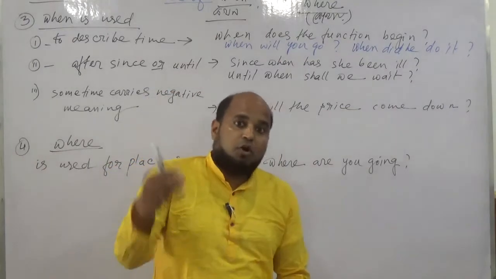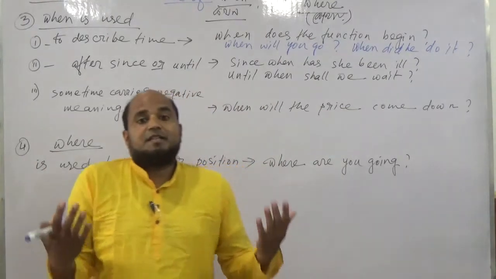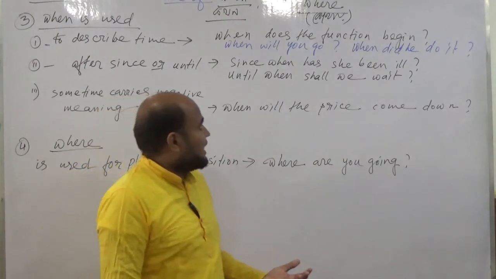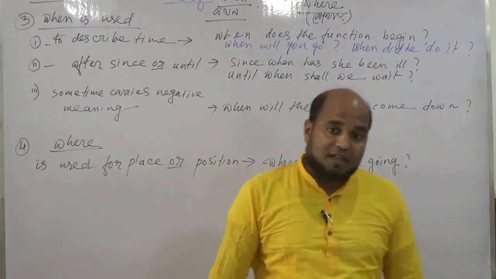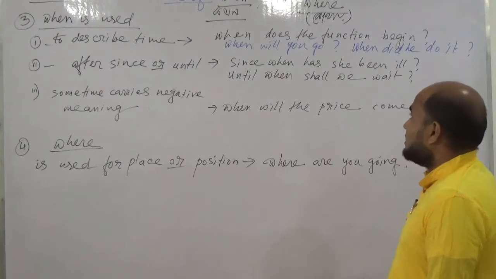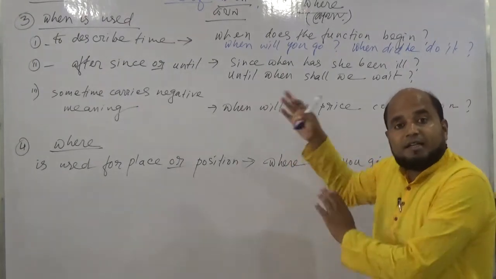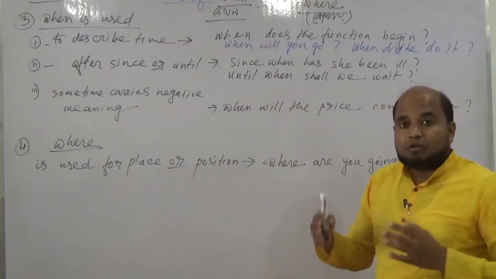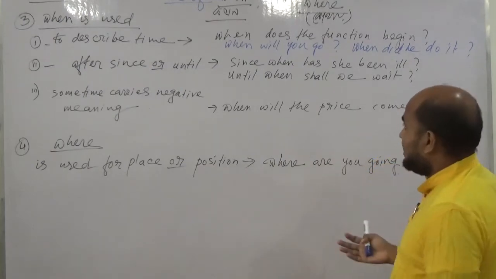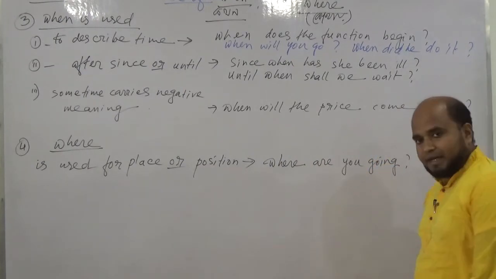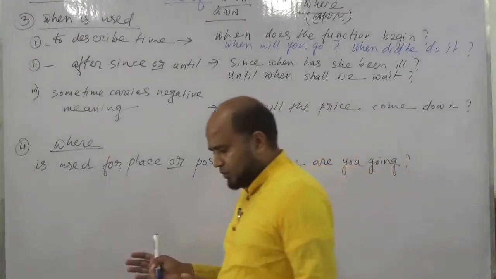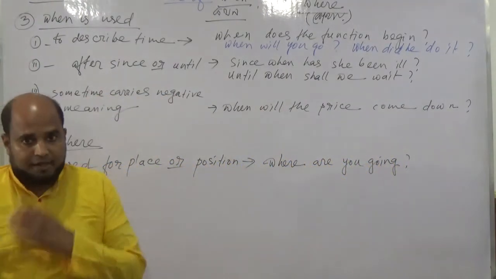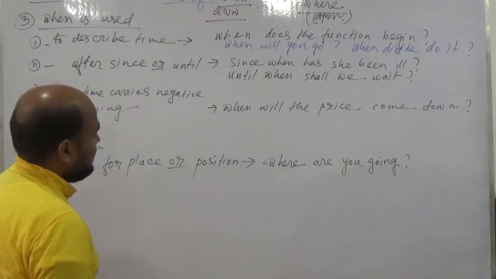Since when? কখন হইতে? Listen carefully. Since when? কখন হইতে? Has she been ill? সে অসুস্থ হয়ে আছে? Until when? Until মানে পর্যন্ত. তাহলে until when means কতক্ষণ পর্যন্ত. So the main thing is, until when shall we wait? কতক্ষণ পর্যন্ত আমরা অপেক্ষা করব?